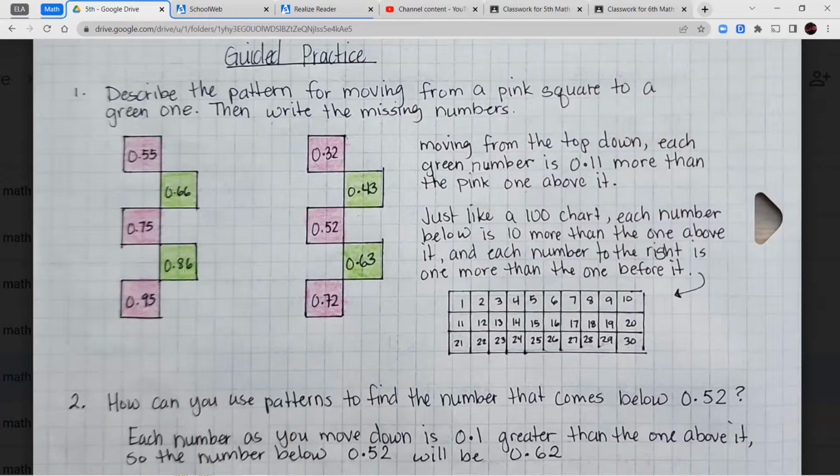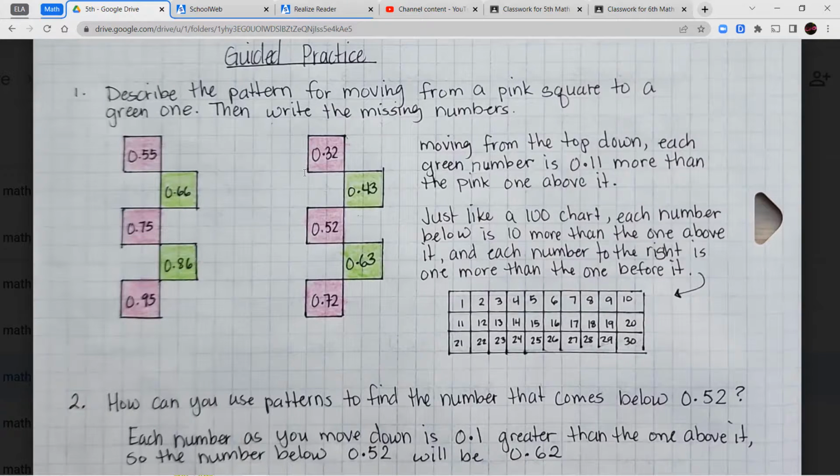To go from 75 to 86, you're adding a tenth and a hundredth. So you're adding 11 hundredths. Moving across, if we jump from pink to pink to pink and then green to green, 55 hundredths, 75 hundredths, 95 hundredths. You see that there's a blank area in between. We're jumping over that blank area, so we're adding 2 tenths each time. To go from green to green, we're adding, again, 2 tenths each time. So 66 hundredths down to 86 hundredths.